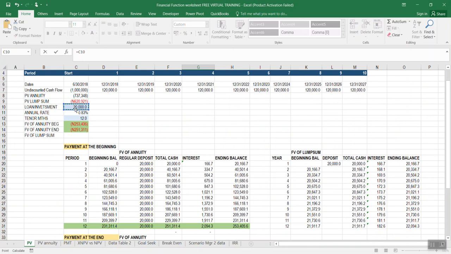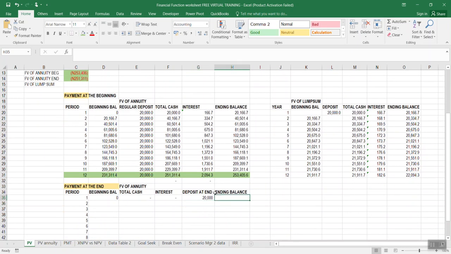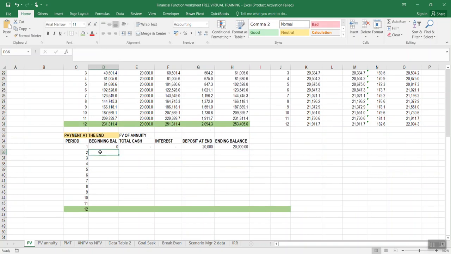So I'm going to click on 20,000 naira. At the end, my ending balance will be that same 20,000 naira plus my interest, which will be my total cash. 20,000 plus my interest plus my total cash here will be my total cash. Here in month 2, period 2, that will be the beginning balance. The beginning balance of month 2 will be the ending balance in period 1.